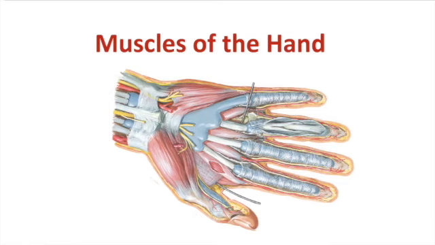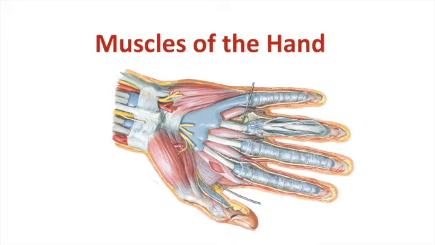Extrinsic, as their name indicates, originate, or their muscle belly is found, outside the hand. So these are the muscles in the forearm. The muscles in the anterior and posterior compartment of the forearm insert into different parts of the hand and act on the hand, and they are considered extrinsic muscles of the hand. They are responsible for powerful movements of the hand.